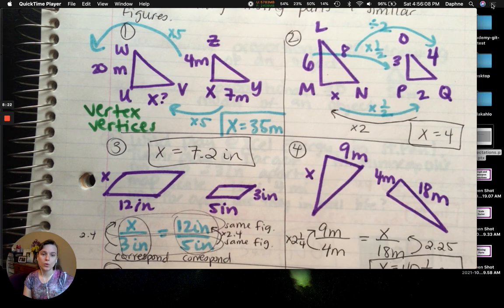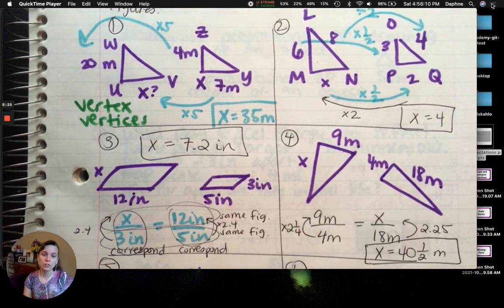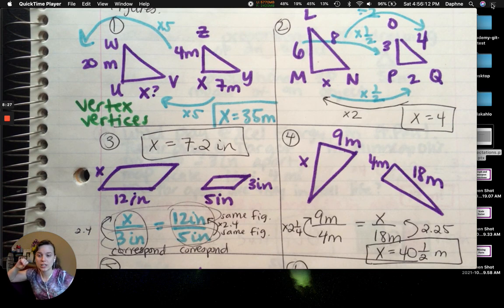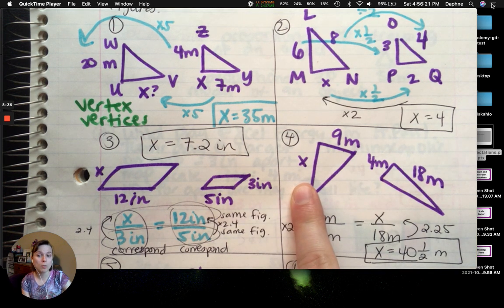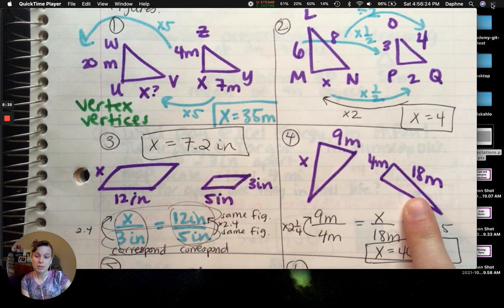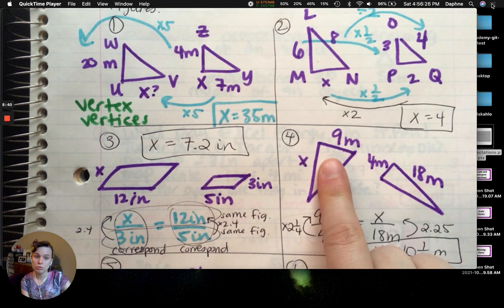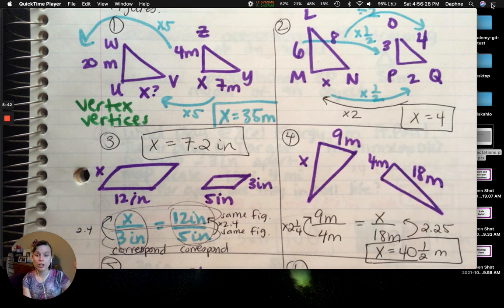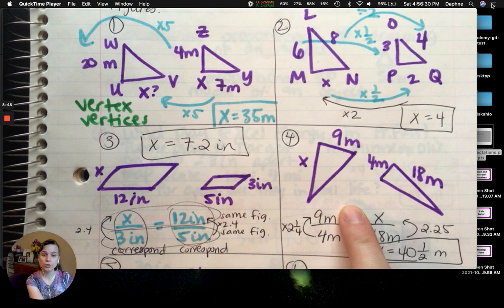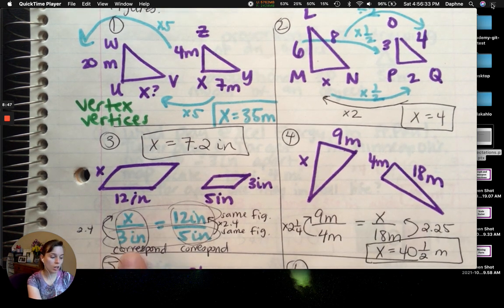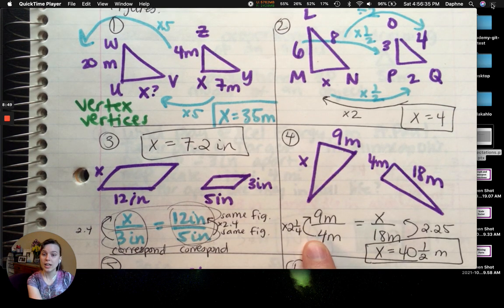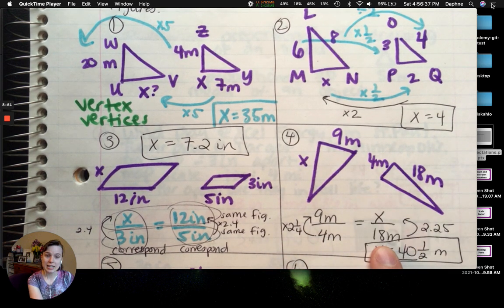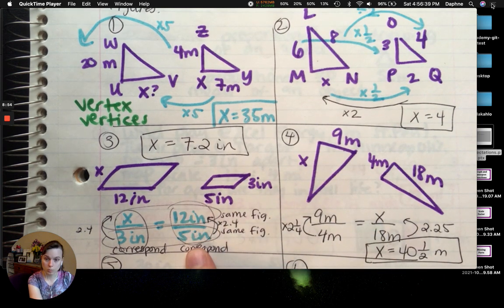Example 4. So here we're drawing 2 triangles. Remember, every single pair of shapes you're seeing in this lesson are similar. So we know these 2 triangles are similar. They're just measured differently. They have different measurements. So this one has x, which corresponds to 18 meters. 9 meters corresponds to 4 meters. So look at my proportion. 9 meters, 4 meters. They both correspond, which then leaves me to x and 18 meters, correspond.